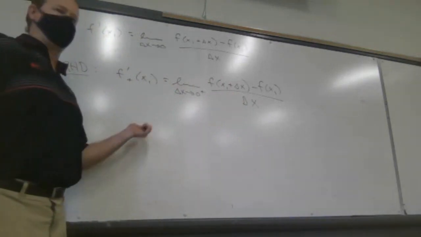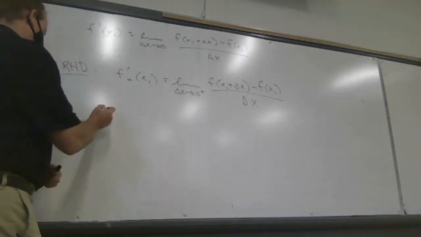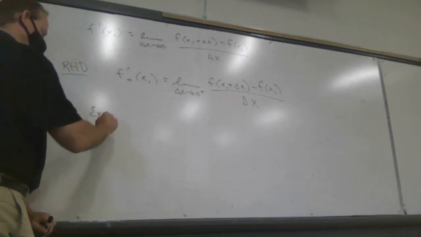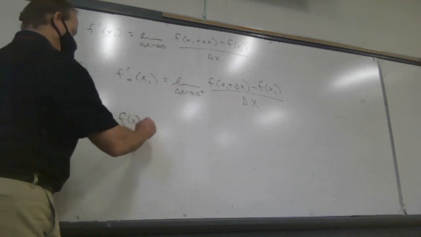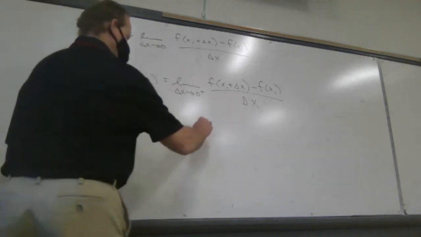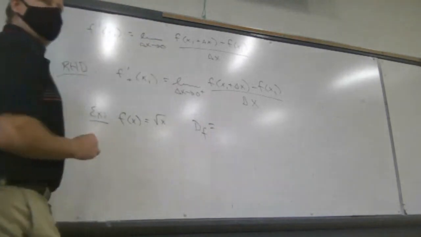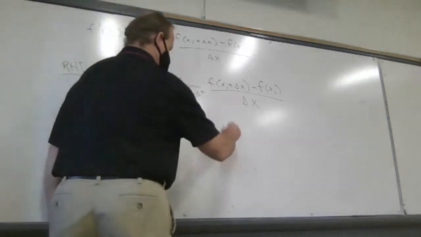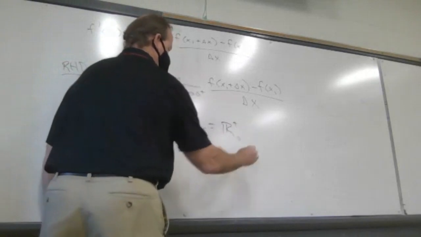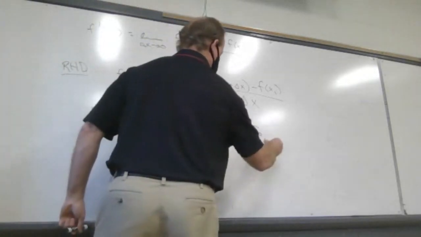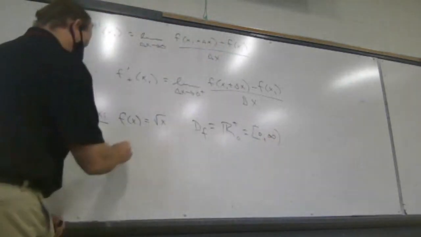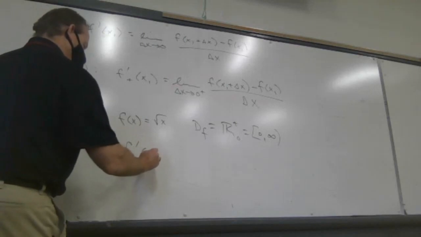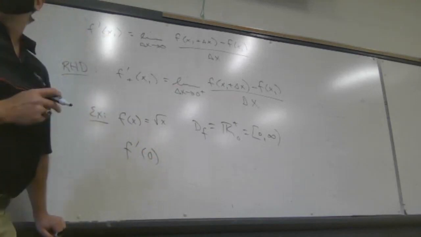Now, why do we want something like this? Because we might have this. We might have the square root of x. f of x equals square root of x. What's the domain of f? Including 0, which I could write as R plus including 0 for shorthand, or 0 to infinity. So is it possible to find out, first of all, if I say what's f prime at 0, what is it?